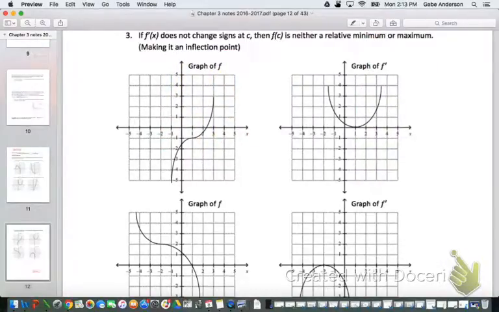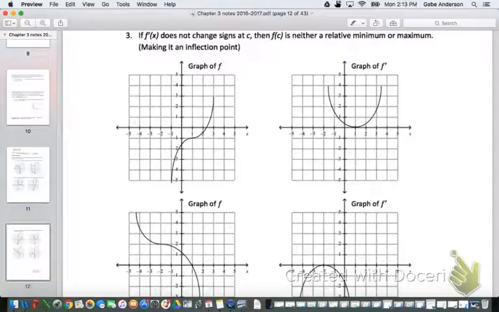Finally, case number 3: f prime does not change signs at that critical number. Before, f prime was going from either positive to negative, which meant relative max, or from negative to positive, which meant relative min. At this time, we're looking at a situation where f prime doesn't even change signs. What that means is that f of c is neither a relative minimum nor a maximum, and technically that makes it what we will later call an inflection point.